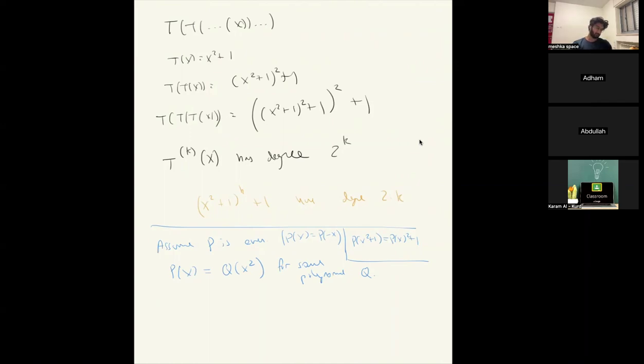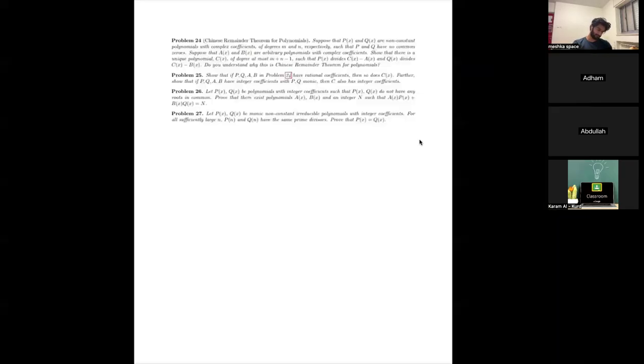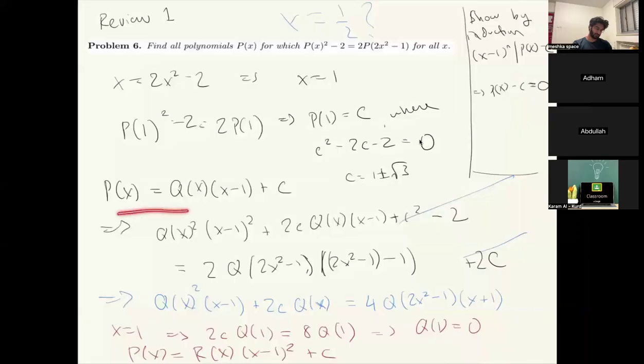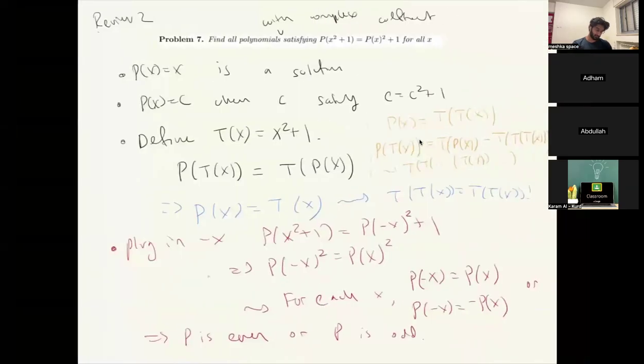So what we can do, it's like what we did in the previous problem, right? In the previous one, as soon as we understood that p of x is like this, we plugged it into the functional equation and got something for q. So we can do the same thing here.